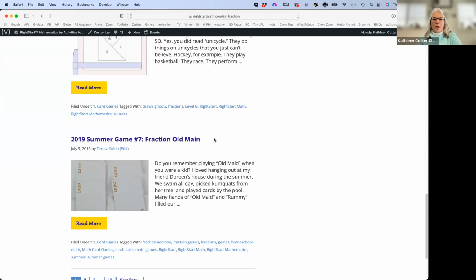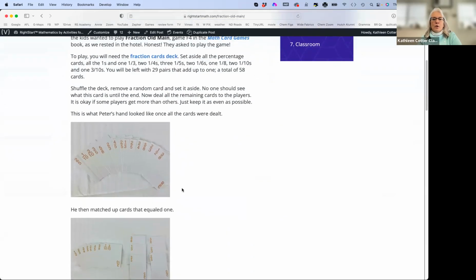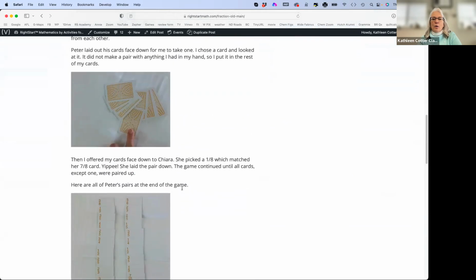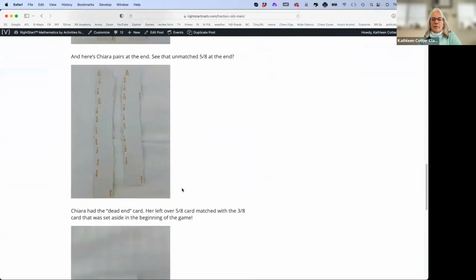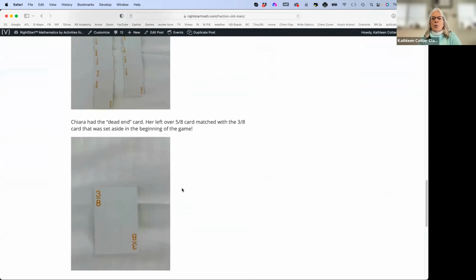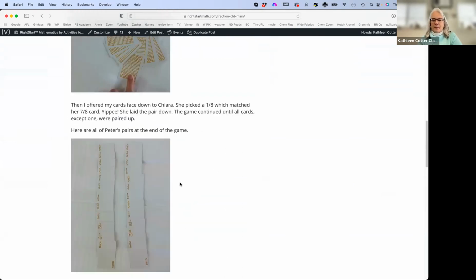Let's see. Here's one, Fraction Old Main. This is a game you haven't seen before. So again, we're going to show you how to play the game. So this game is also in the Math Card Games book, but it's nice to see another way of looking at it and a lot more pictures.